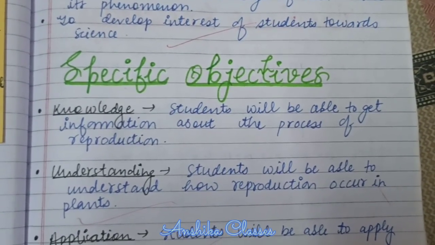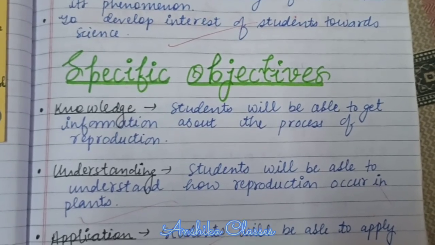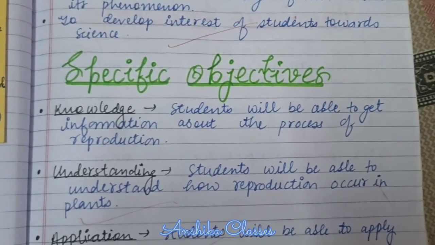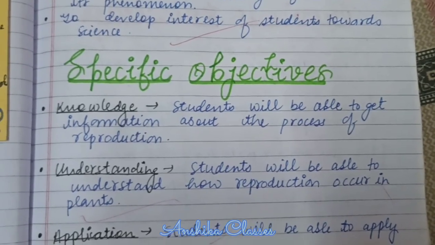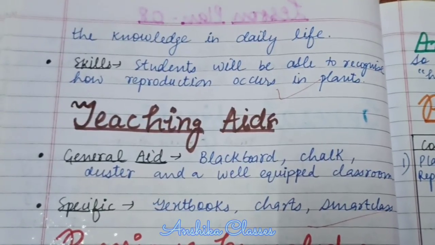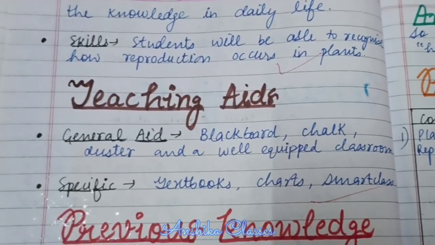Students will be able to get information about the process of reproduction. Understanding: students will be able to understand how reproduction occurs in plants. Application: students will be able to apply the knowledge in daily life. Skills: the students will be able to recognize how reproduction occurs in plants.